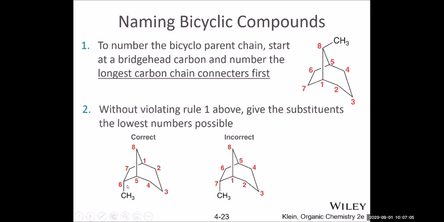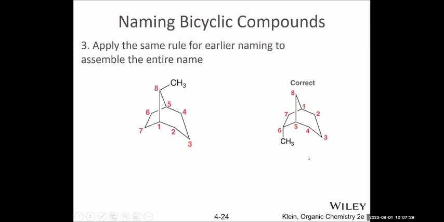Between these 2, regarding the methyl group, if you number this way, the position is 6. If you number the other way, you end up with the methyl group at 7. So this is not the correct way. You should name it this way. That's about the only thing different from the bicyclic compounds. Other than that, it's pretty straightforward.